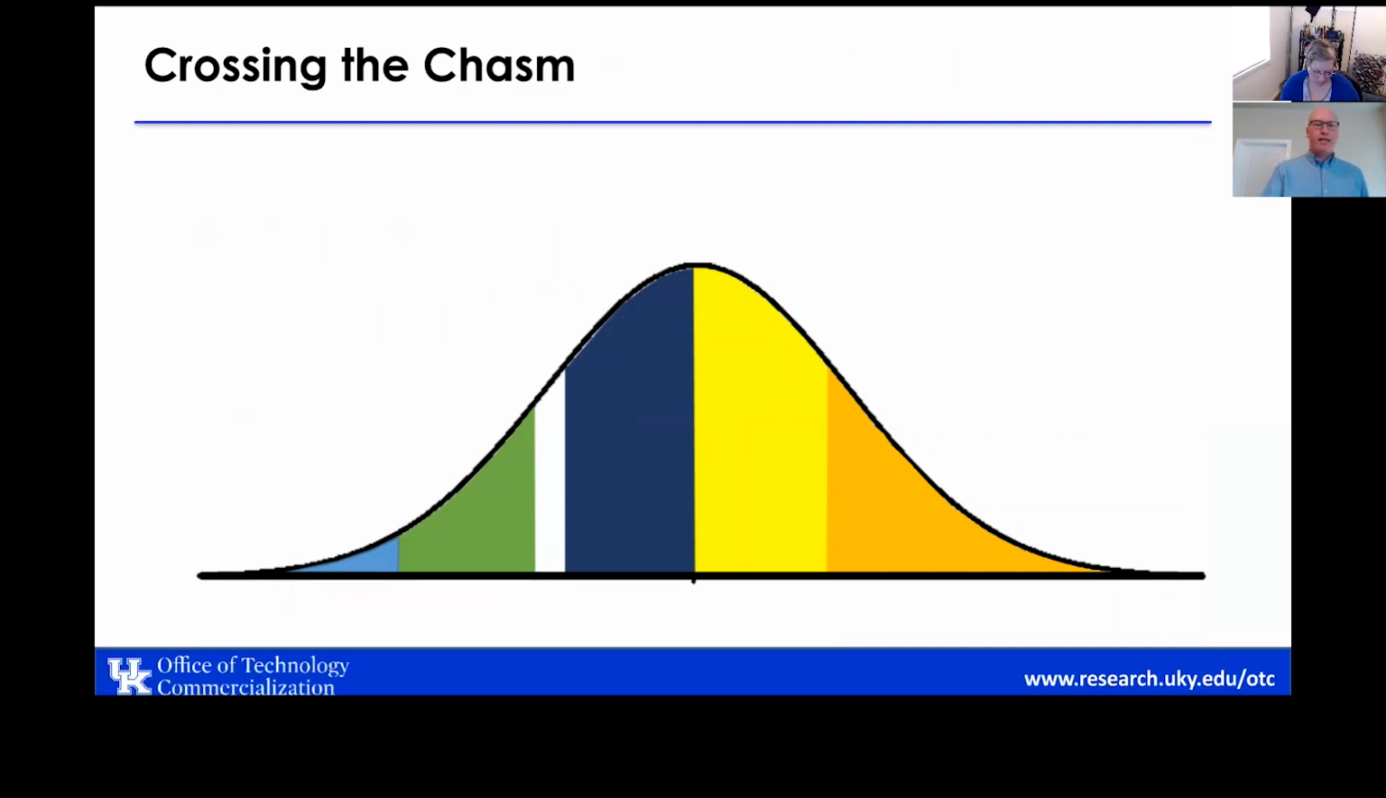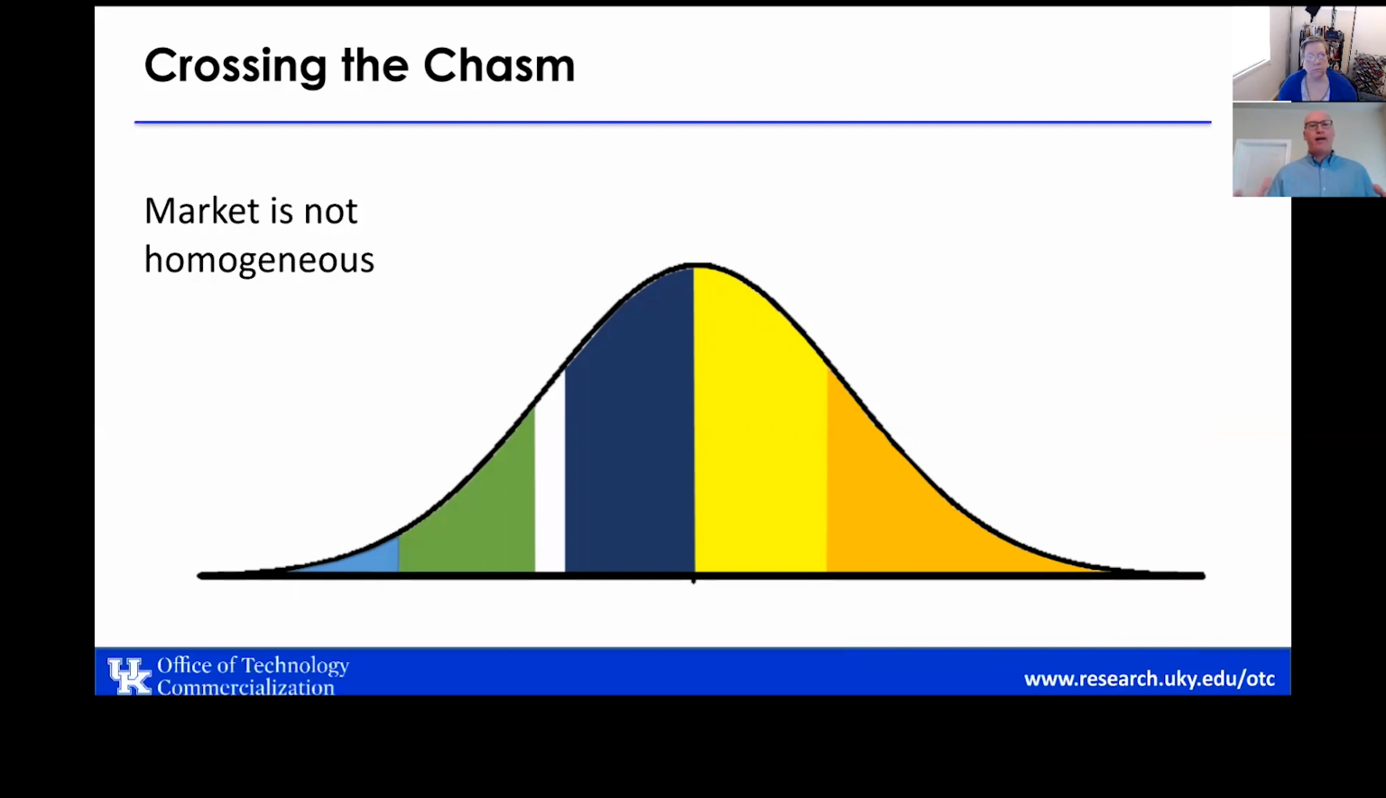But the crossing the chasm, this book is from the early 90s. So this is an old book at this point. A lot of the concepts in this book are really commonplace language. We don't even realize that we're pointing back to crossing the chasm when we say a lot of the words. But really the thesis of this book is that our market, 100% of our market here, is illustrated by the area under this curve.